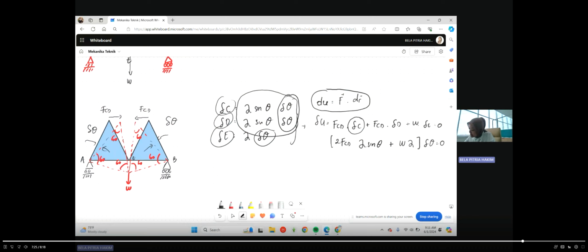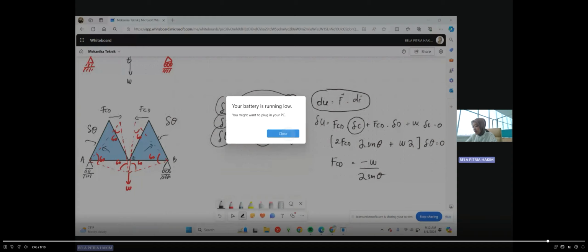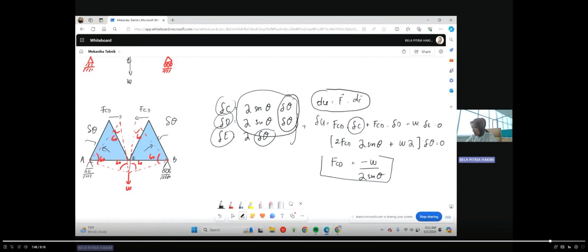But the result of this situation would be F_CD equals minus W A sin theta. This is the answer for this situation. And don't forget, you have to learn on your own how to change this notation into this simple notation. Use your math skills for solving that situation.